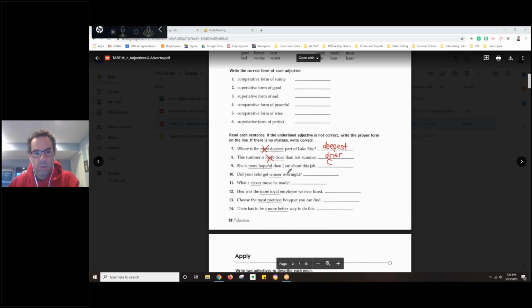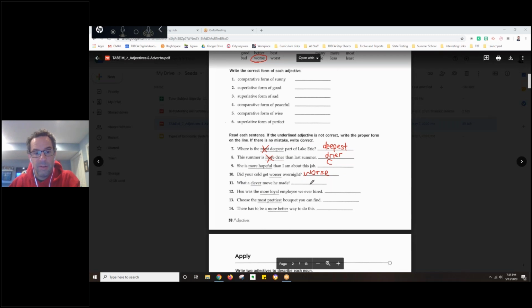So number 10 says, did your cold get worser overnight? So it's not comparing really anything. It's just comparing maybe tonight to last night. So really we're just comparing two things. So it wouldn't be worser. Look up here, it would be worse because we are using the comparative form because we're only comparing two things. Did your cold get worse overnight?